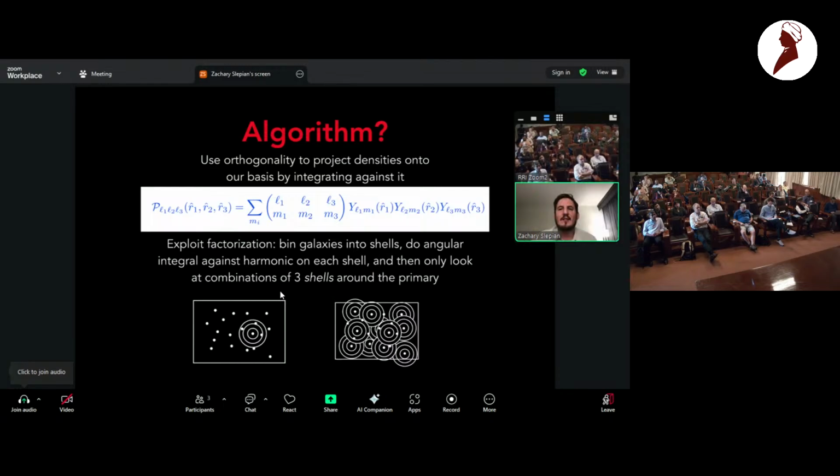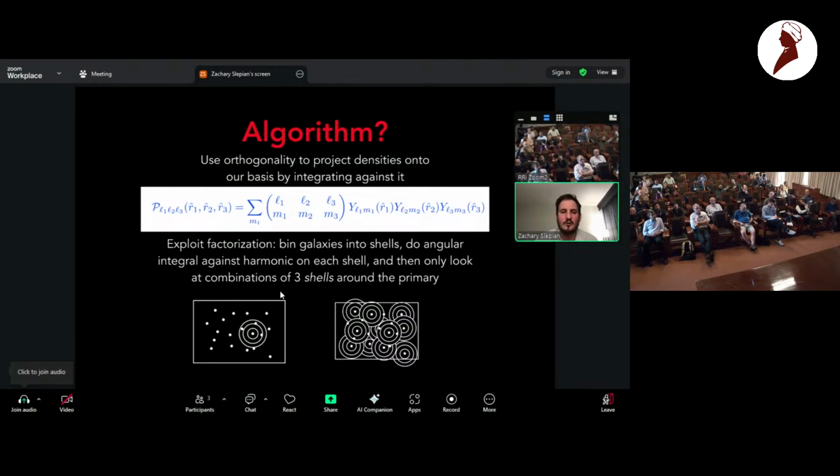It splits up. And this factorization is extremely powerful because what you can do is you bin the galaxies into spherical shells. You do the angular integral against the harmonic on each shell, and then you only look at combinations of 3 shells around the primary rather than looking at combinations of sets of 3 galaxies around the primary. So then your scaling is number of shells cubed rather than number of galaxies cubed. Number of shells is order 10, so 10 cubed. Number of galaxies is order 10,000 around a primary, so 10,000 cubed, so a lot worse.